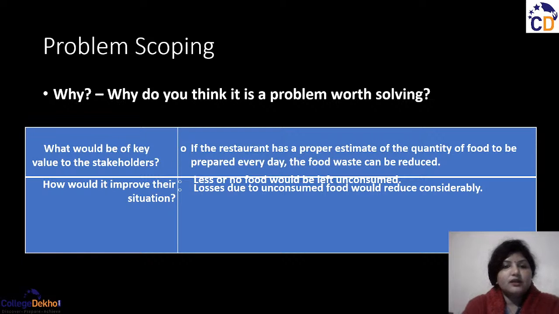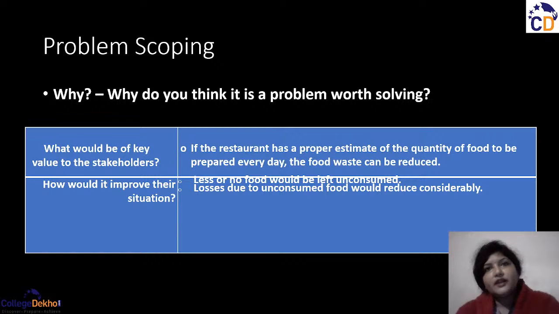If the restaurant owner has a proper estimate of the quantity of food to be prepared every day, the food waste can be reduced. If he knows how many people are coming to the restaurant and taking the food, then according to that the restaurant owner is going to prepare the food. The solution is to make the same quantity, so that at the end of the day nothing is left over as unconsumed food, and obviously the losses can be minimized through this model.